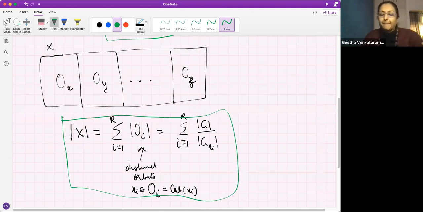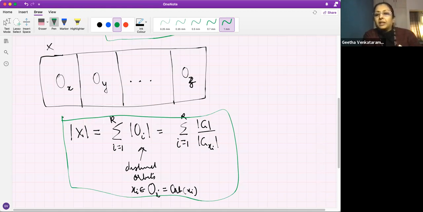So ma'am, orbit can never be empty now? Orbit, I mean, yeah. Orbit can never be empty. By definition, orbit is associated with one element of the set. That's how we are defining orbit in the first place. Later, we saw that it was an equivalence class, but O of X will always contain X, right?